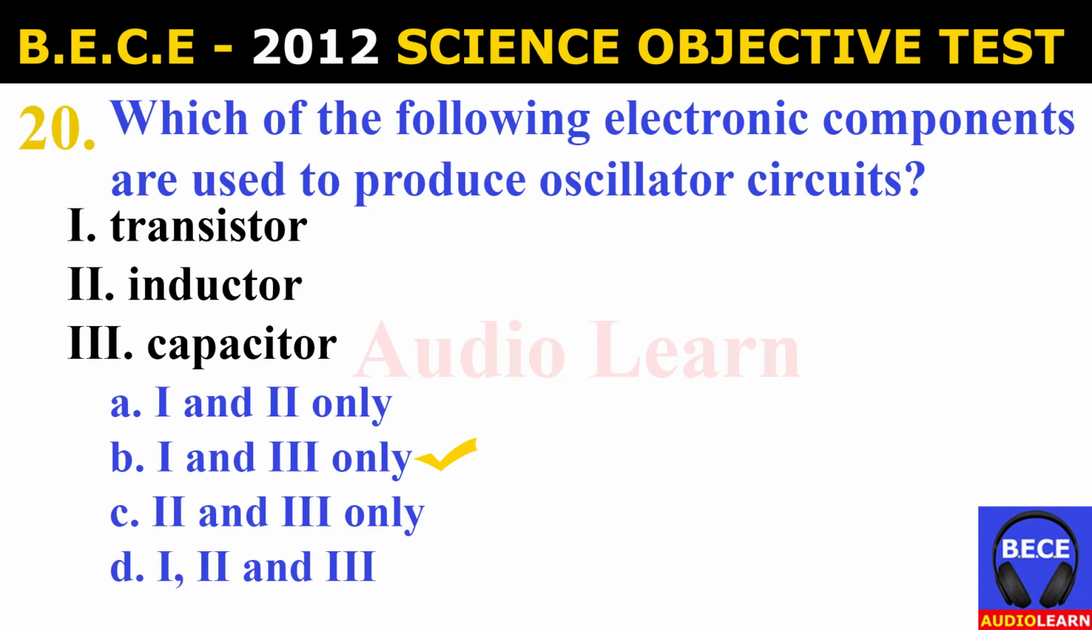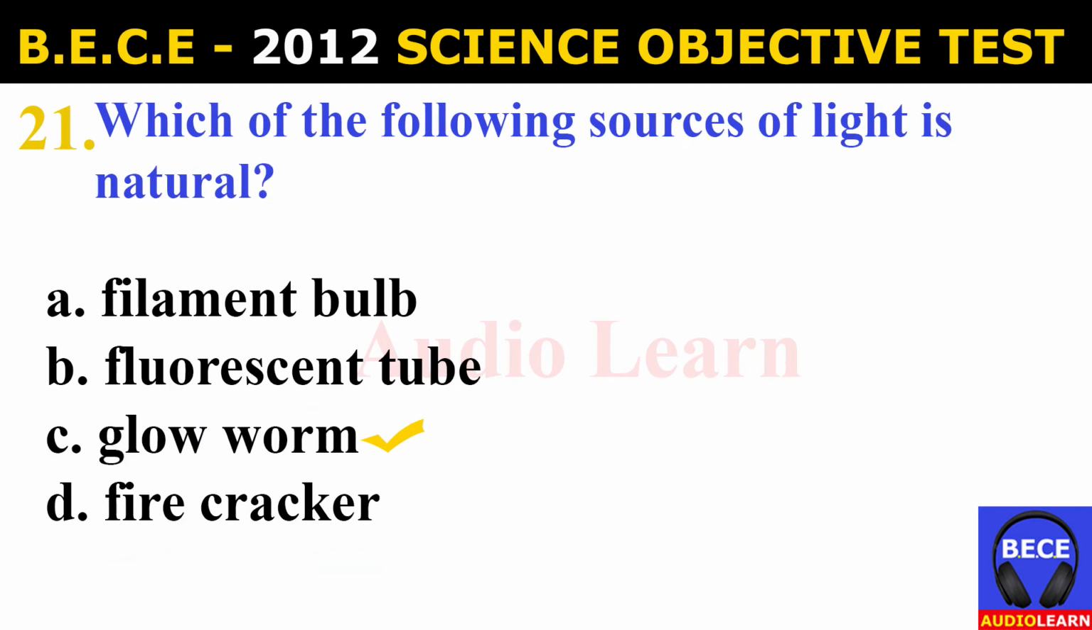Number 20. Which of the following electronic components are used to produce oscillator circuit? I. Transistor. II. Inductor. III. Capacitor. And the possible answers are A. I and II only. B. I and III only. C. I and III only. D. I and III. The answer is B. I and III only. Which of the following electronic components are used to produce oscillator circuit? And the answer is transistor and capacitor.